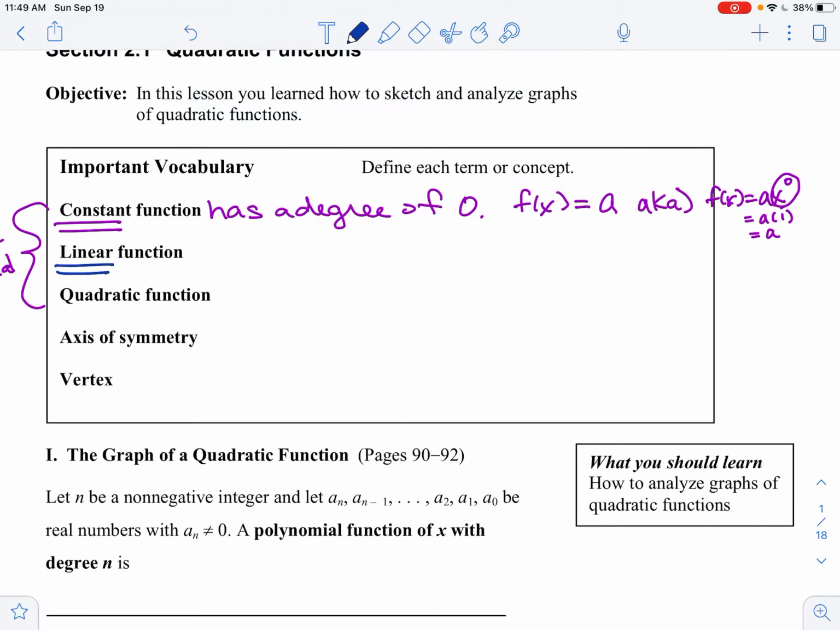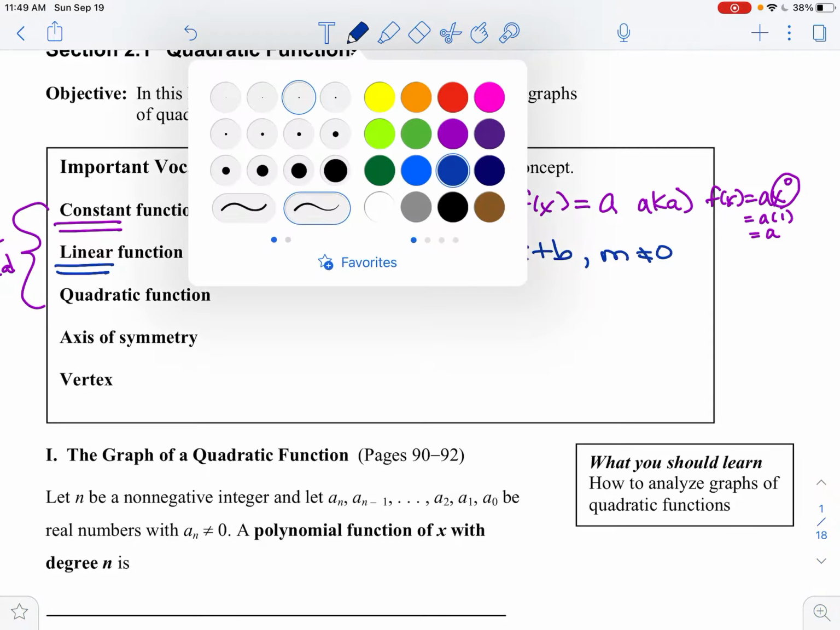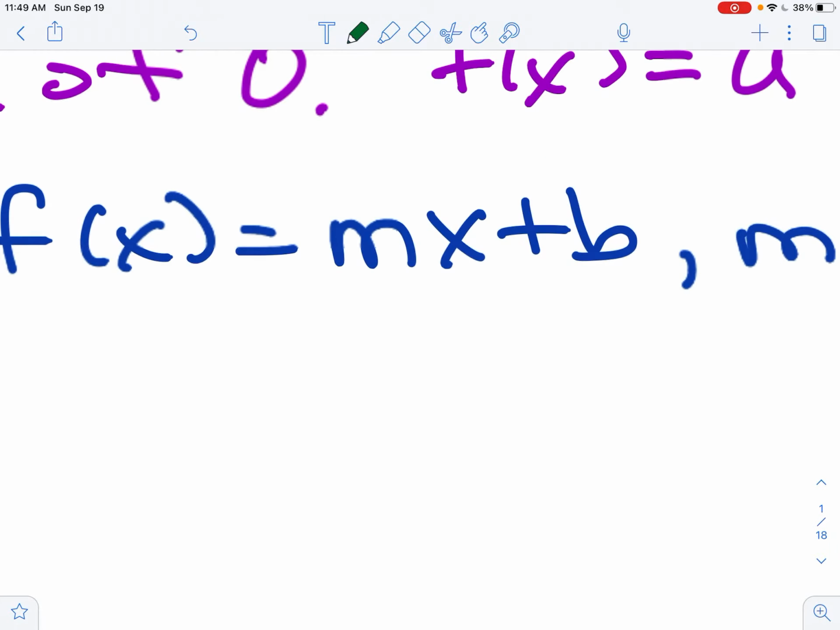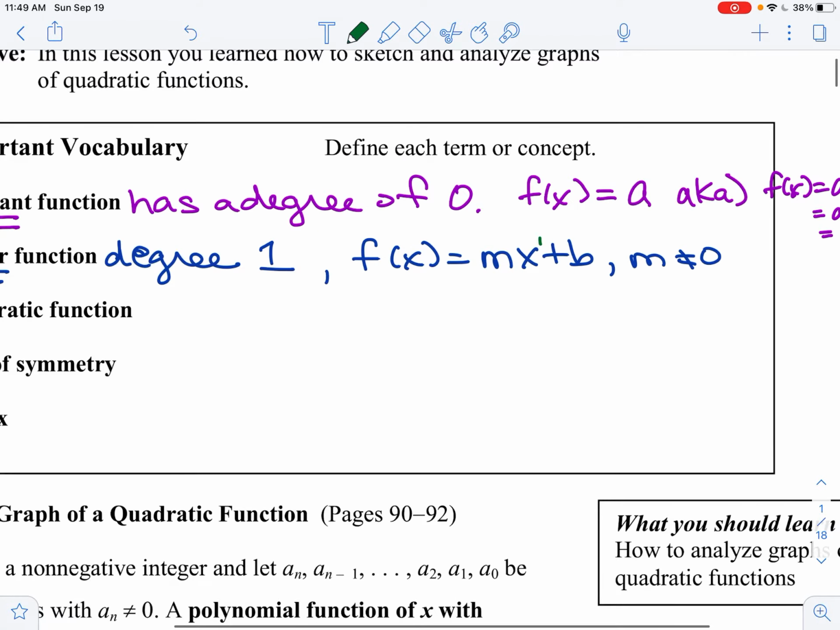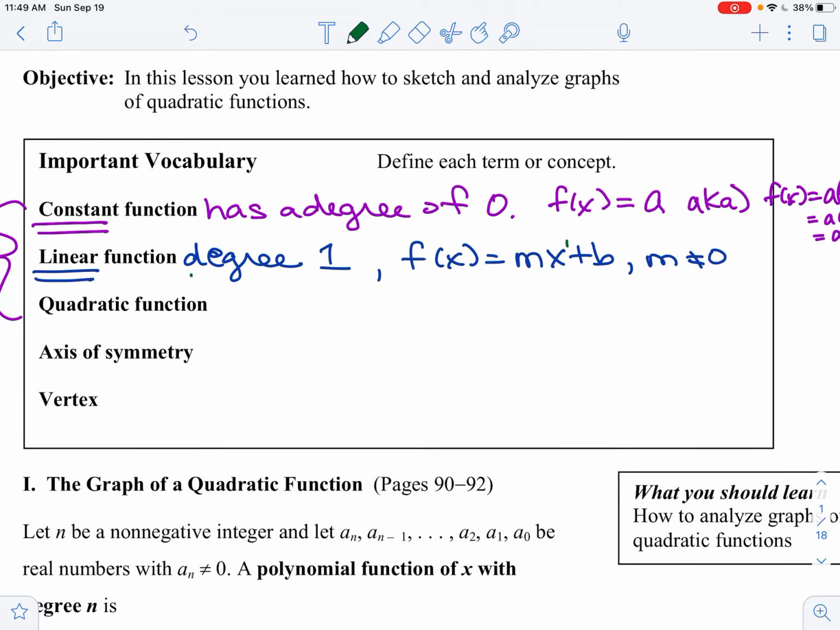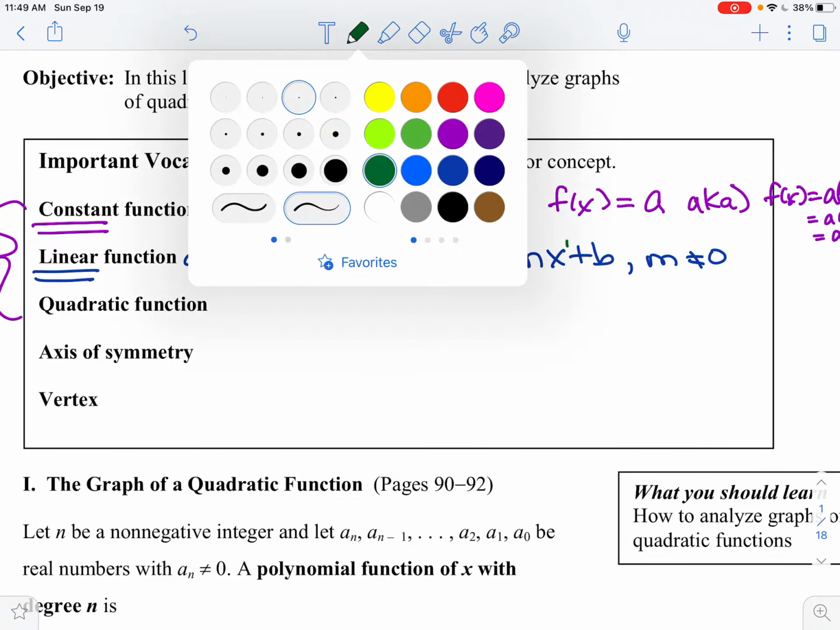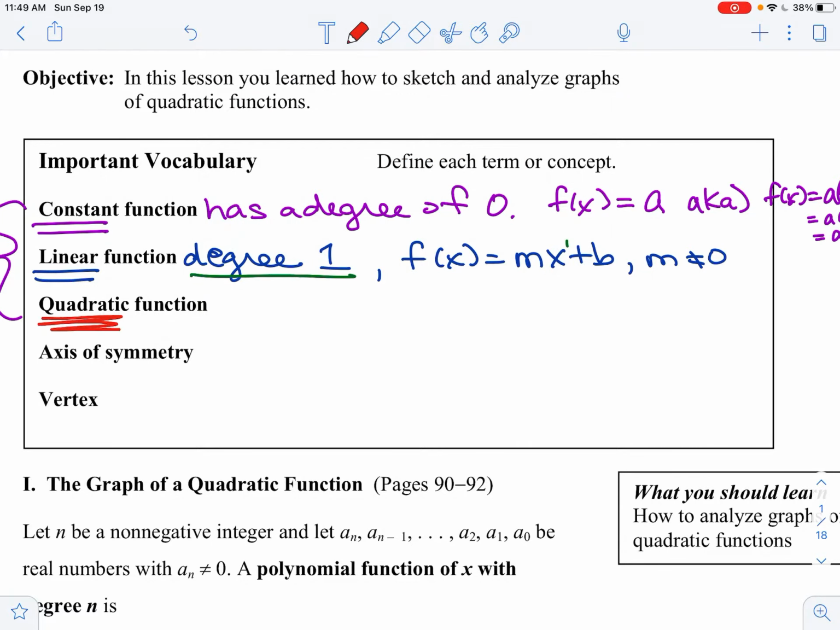Let's talk about the linear function. We've been talking about that a lot. Remember that it has a degree, think about it, of 1. And that's because we say f of x equals mx plus b. We should feel super familiar with this, but we know that m cannot equal 0. And remember that on the variable, there's that invisible exponent 1, which is why it's called a degree of 1.